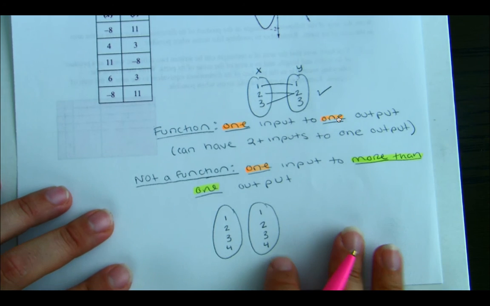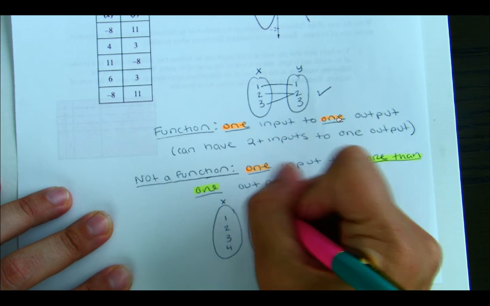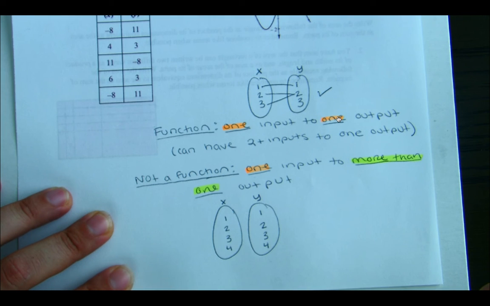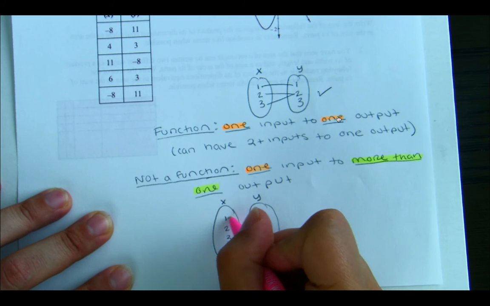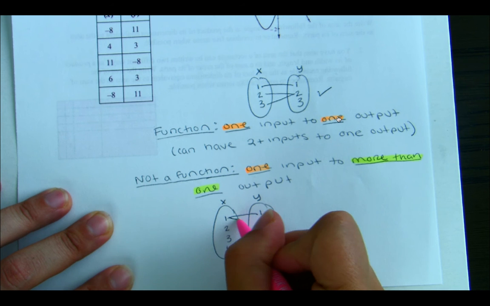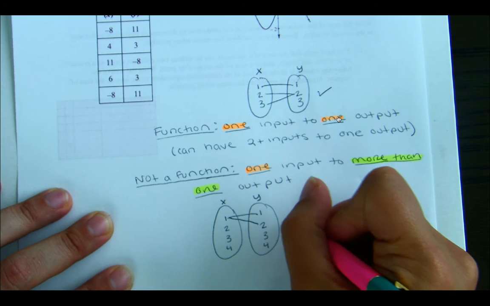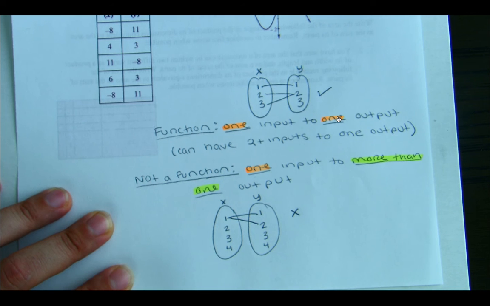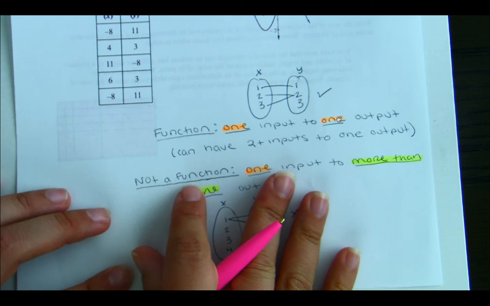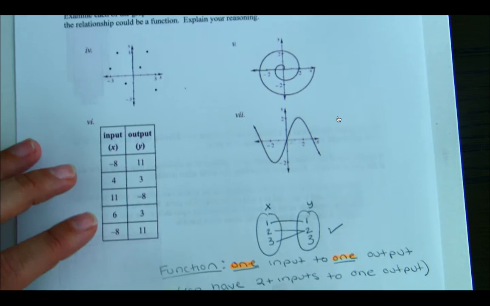Whereas if I'm looking at this mapping of my x's and y's, if 1 maps to 1, but also maps to 2, then it's a problem and it is not a function. So the question then becomes, how can we tell when we're looking at it on a graph or a table? In this video, we're going to look at a few different examples.